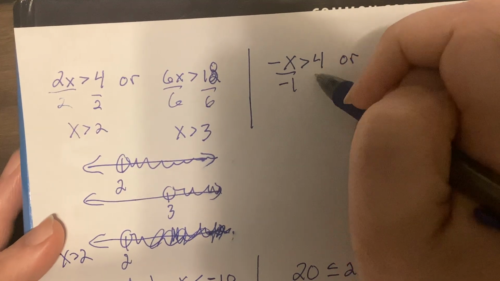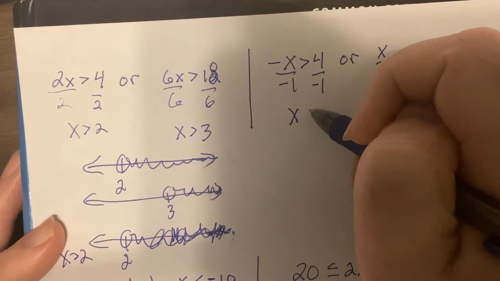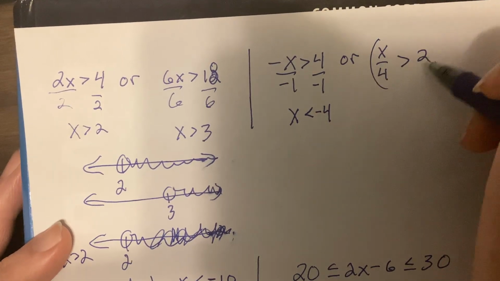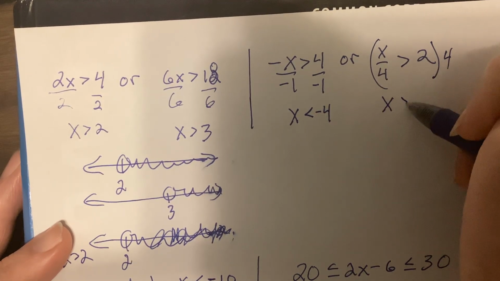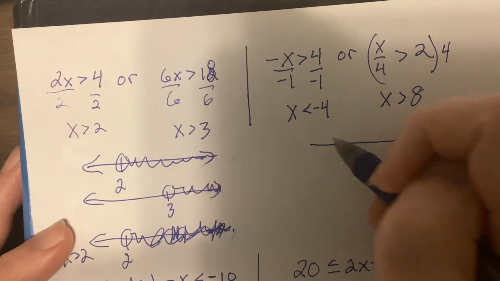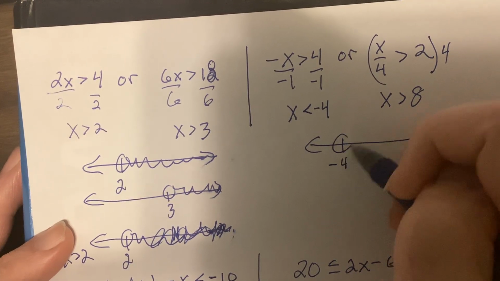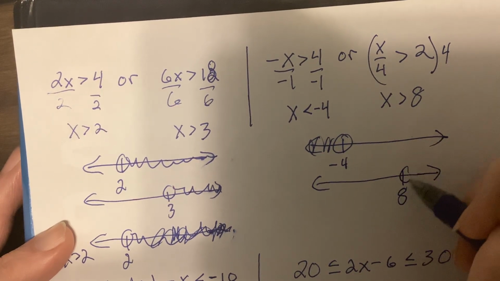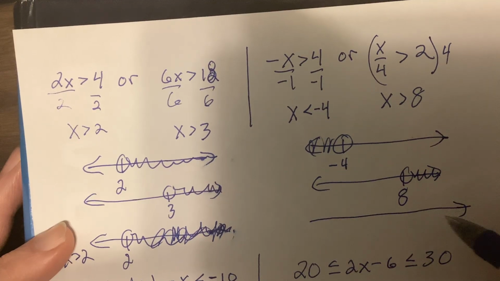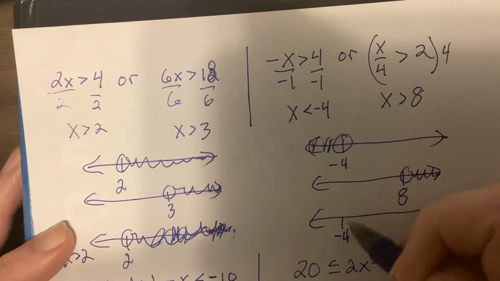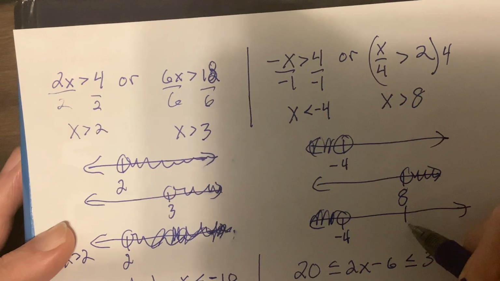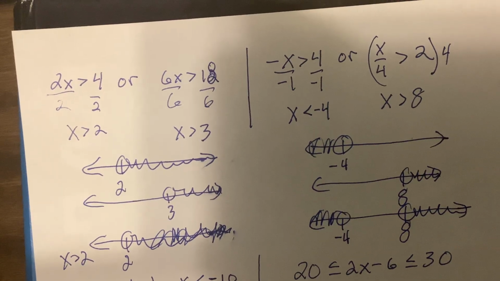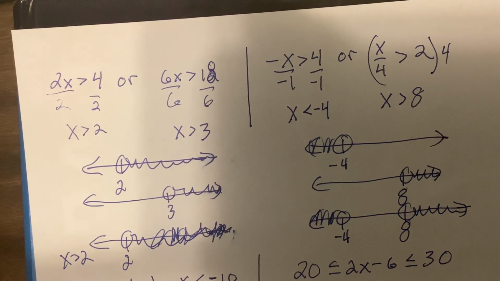Here, divide by -1. But hey, whenever you multiply or divide by negative, you switch the inequality. Here, multiply by 4. So here's less than -4. Here's greater than 8. So wherever they're shading for an OR, bring it on down. So there and there. So it's anywhere you see shading, that is part of the answer.